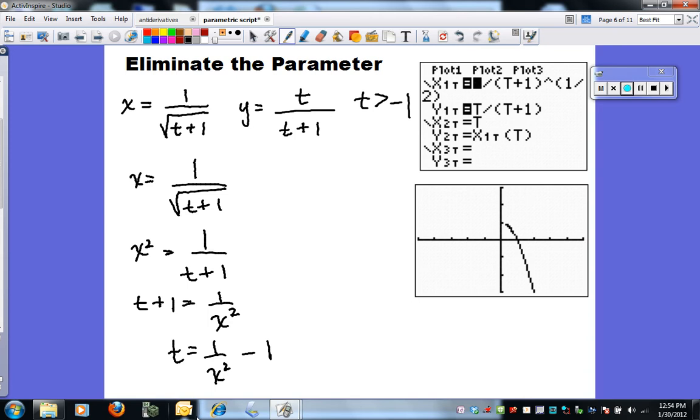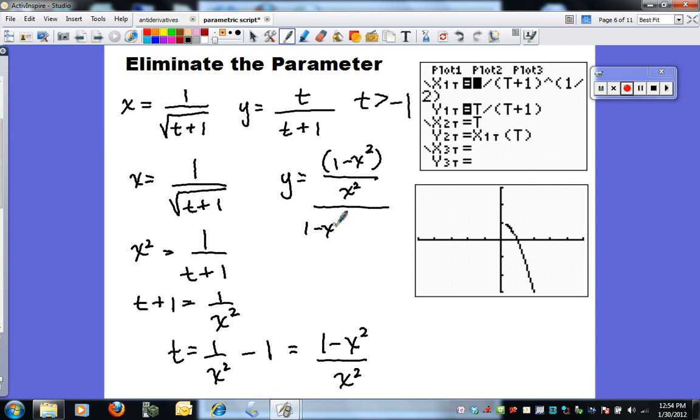Now we want to substitute this into the other one. We could also simplify this. If I wanted to simplify, you get common denominators here of x squared, and we end up getting 1 minus x squared over x squared. So now take this and we're going to plug it in for t in the other equation. So we have y equals 1 minus x squared over x squared, and then again 1 minus x squared over x squared, plus 1.